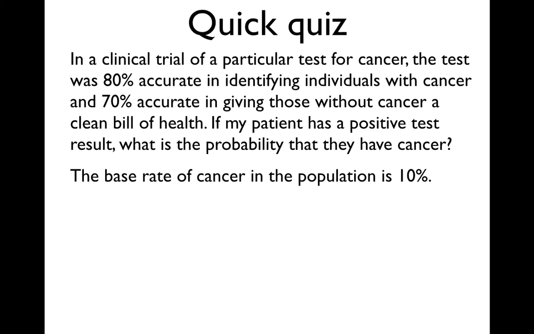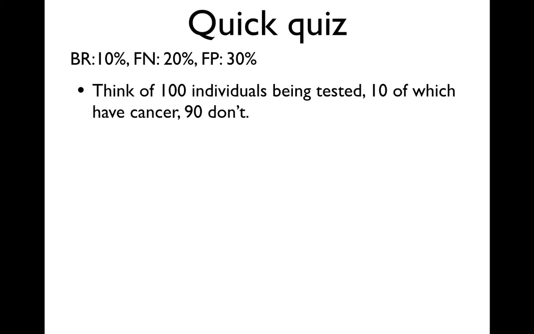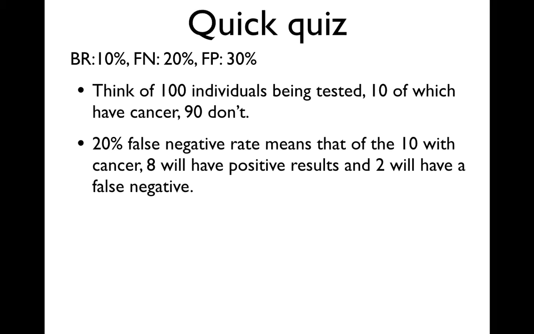But how would we get that number? The best way, and the way they're teaching doctors not only to do it but to communicate with their patients about it, is to think in terms of hard numbers. So we've got a base rate of 10%, a false negative rate of 20%, and a false positive rate of 30%. Let's think of 100 individuals being tested, and we know 10 have cancer and 90 don't. The 20% false negative rate means that of the 10 with cancer, 8 will have positive results and 2 will have a negative result.